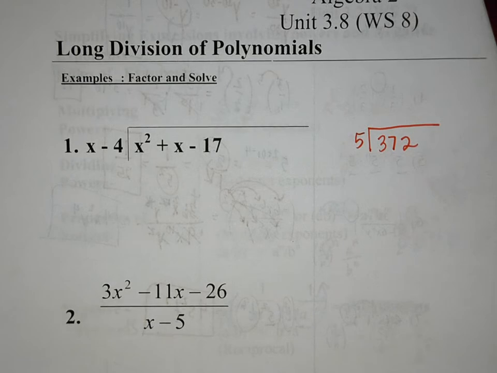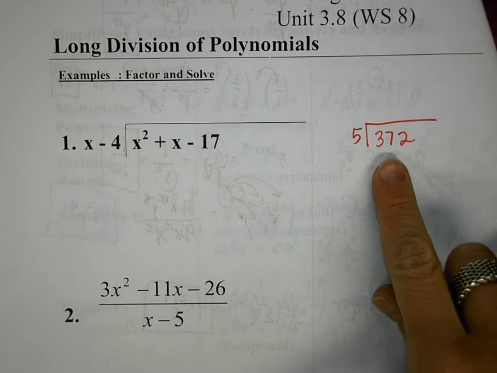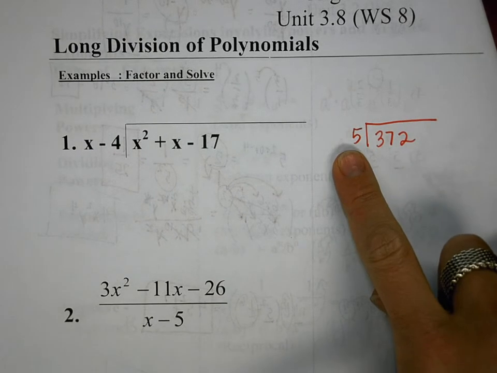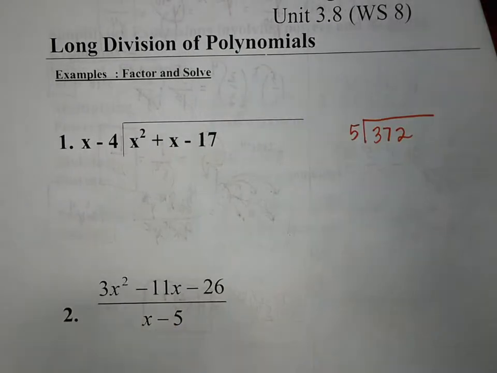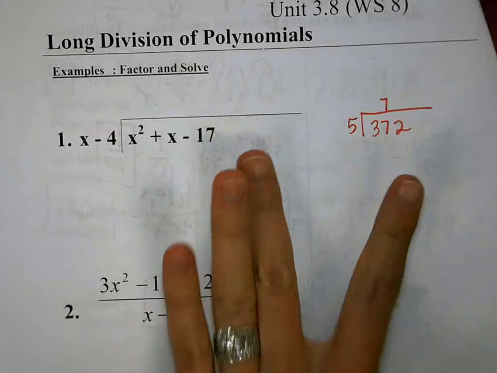On this, okay, the first thing, what is the first thing you do on a long division problem here? 5 is going to go into what? 37. And how many 5s are in 37? Okay. So we're going to stop there.